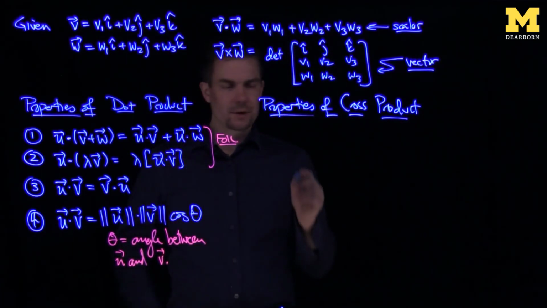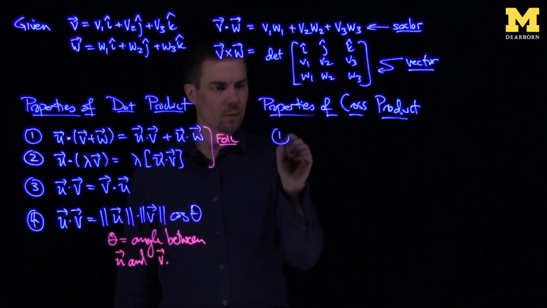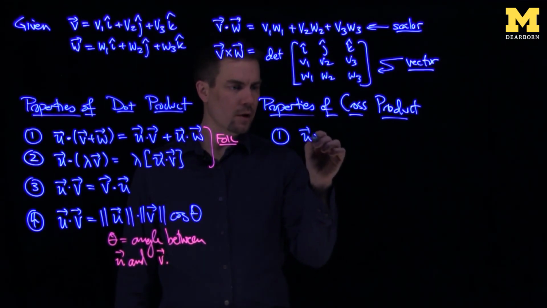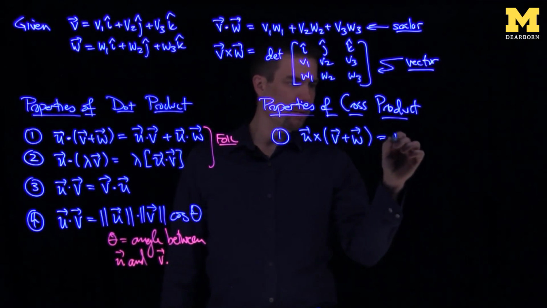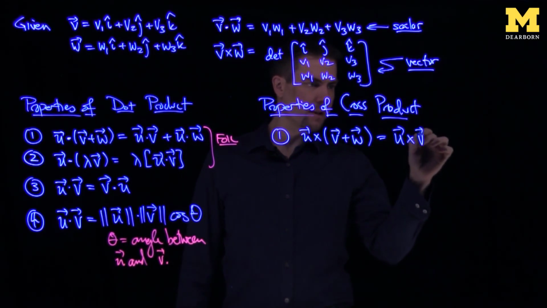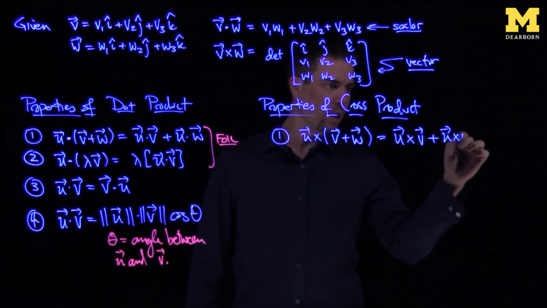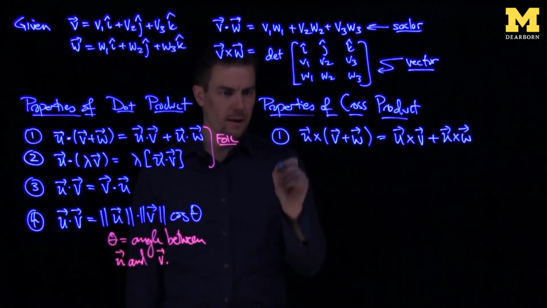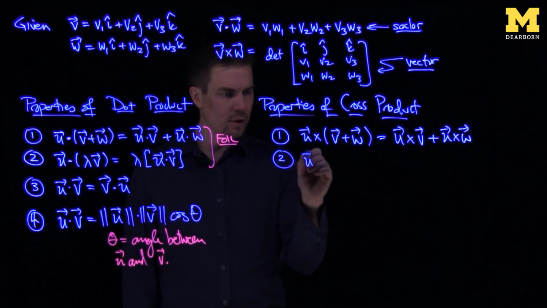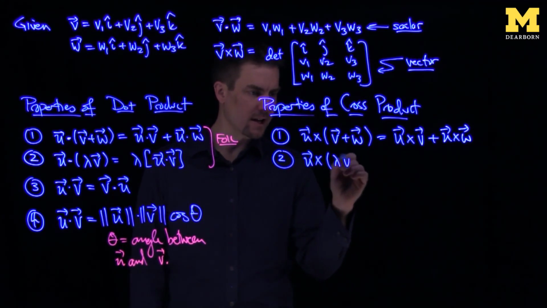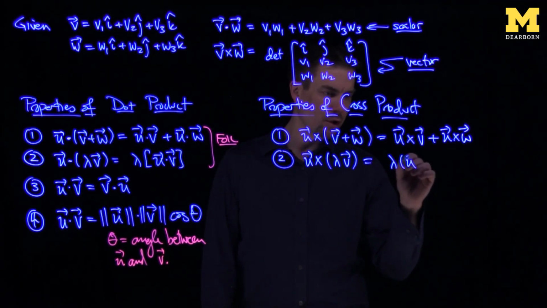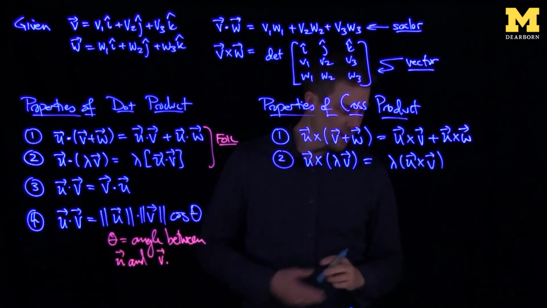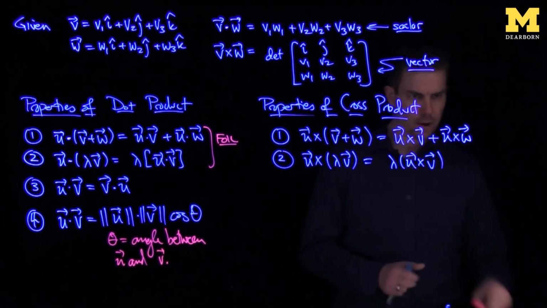Well, the first two properties are the same for cross products. Number one, if I have u cross (v plus w), that will be u cross v plus u cross w. Secondly, if you have u cross lambda times v, that's the same as lambda times u cross v. And these rules allow us to FOIL cross products.